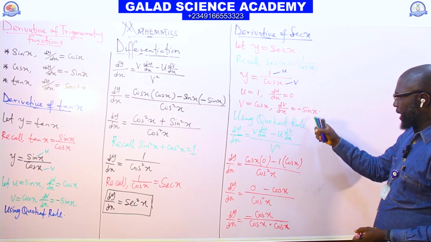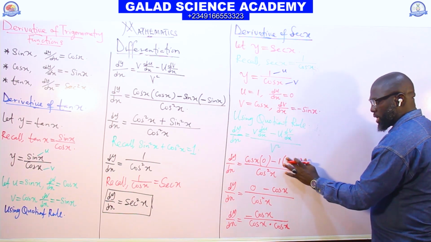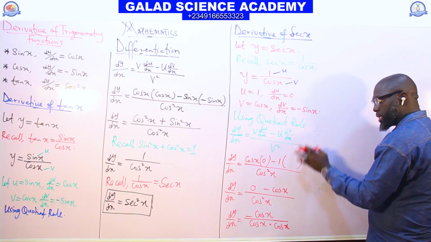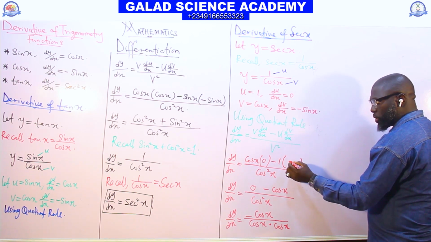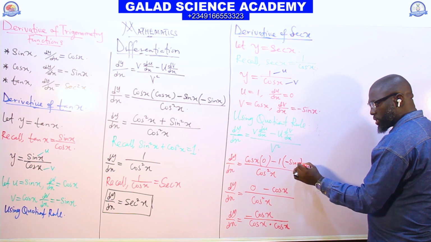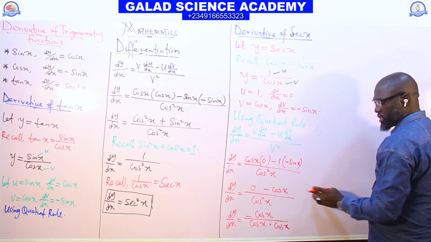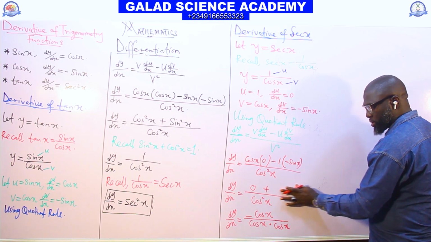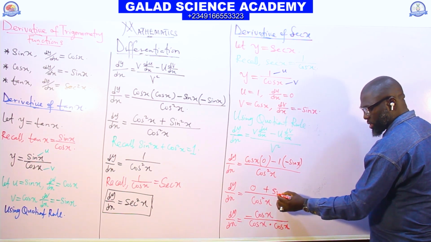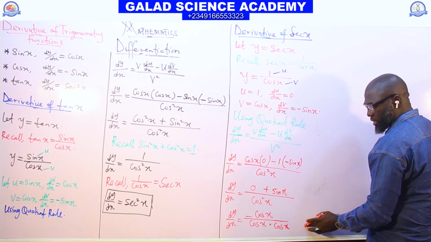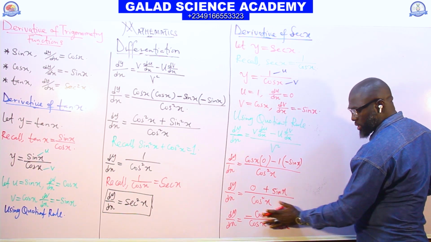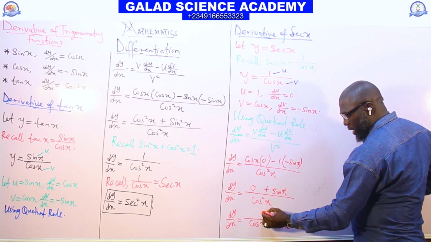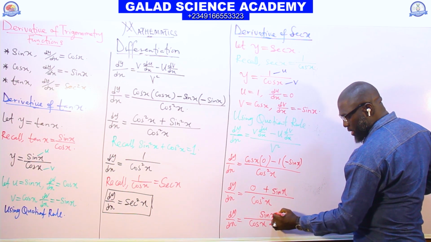The dv/dx is sin x. Good. The dv/dx is what? Minus sin x. So here we have plus sin x. Yes. So here we have sin x. Good.